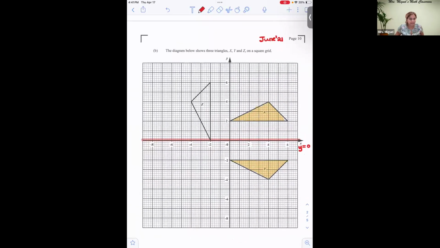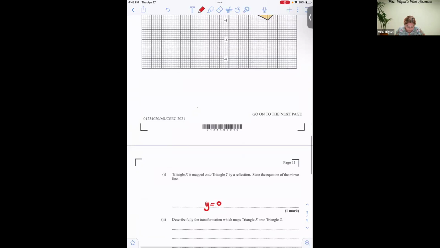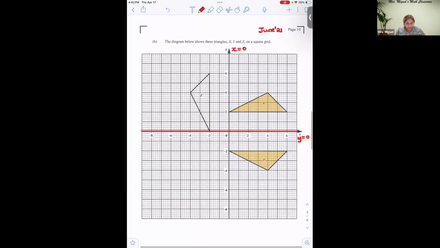And let me repeat it in case you didn't get it. On the x-axis, we have x values. We have no y values. So for the x-axis, y is 0. Similarly, for the y-axis, x is 0. So that is something that you need to be mindful of, right? The next one is describe the transformation that maps X to Z now.